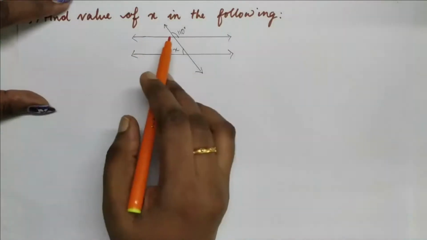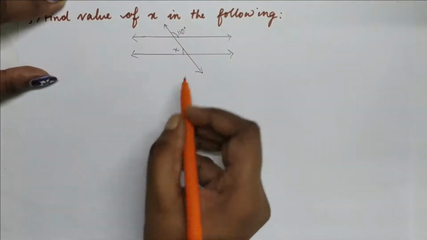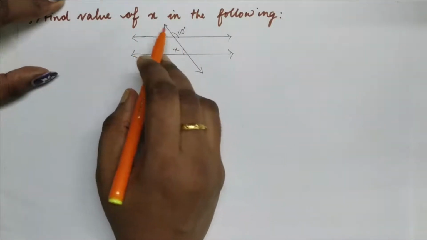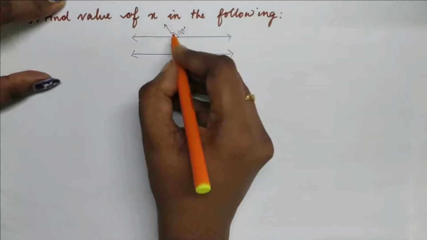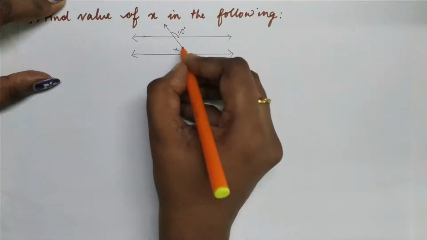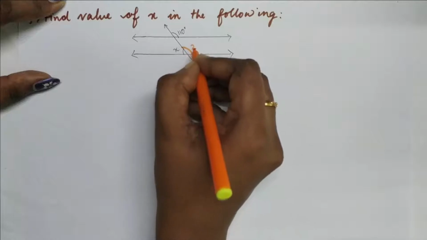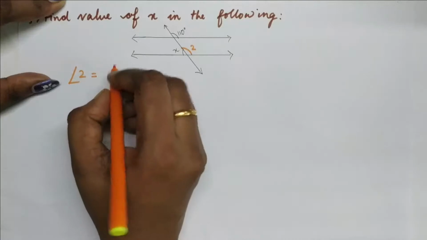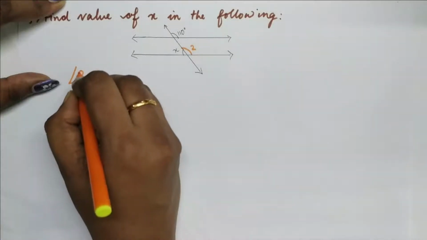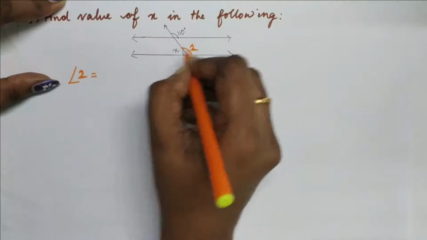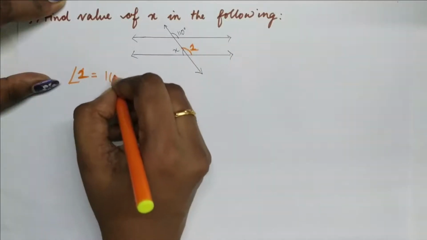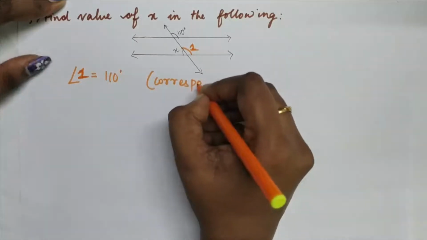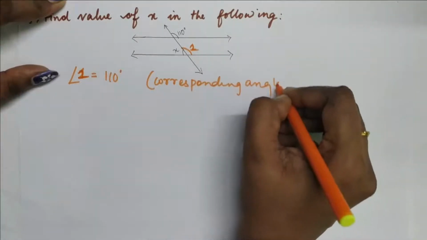Now in the given question, you have to find the value of x. You can see these are the two parallel lines given to us and you can see a transversal cutting them. So if you know that this angle is 110, I can name this angle as angle 2, and I can write that angle 2 is 110. Or if I name it angle 1, I can say that angle 1 is 110 degrees. What will be the reason? They are corresponding angles and they will be the same.